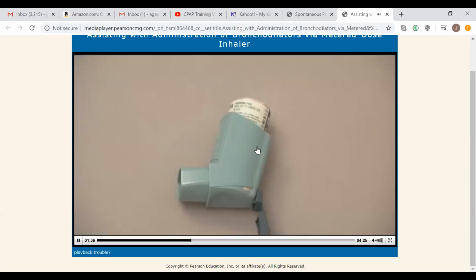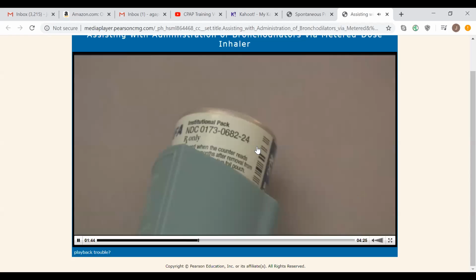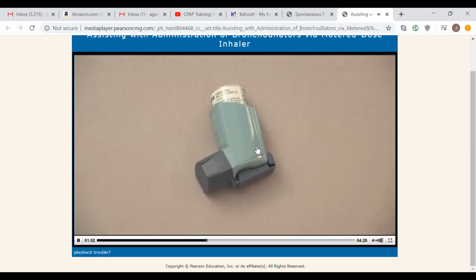The device through which these drugs are administered consists of a metal canister and a plastic container with an attached mouthpiece. The metal canister holds the medication and fits inside the plastic container. When depressed, the device delivers a metered, or exactly measured, dose of medication.